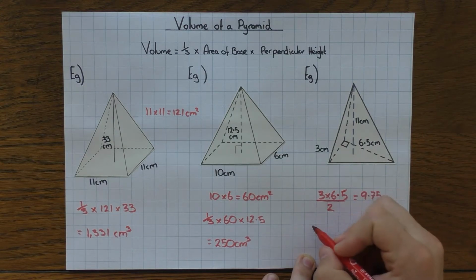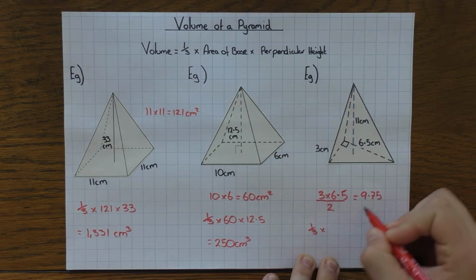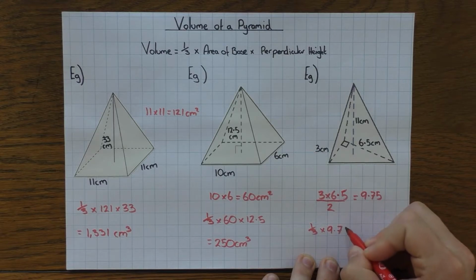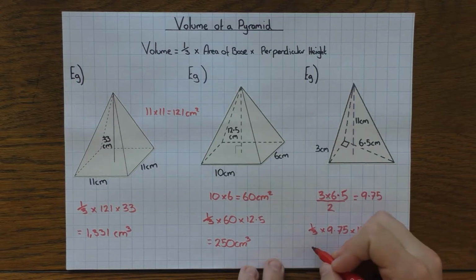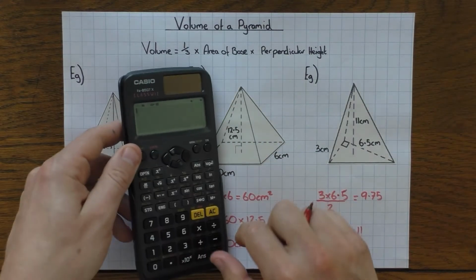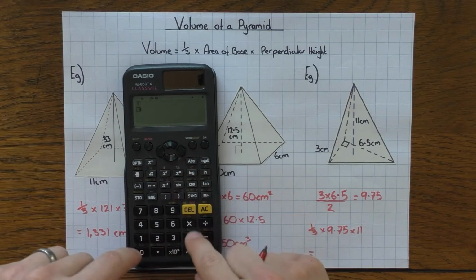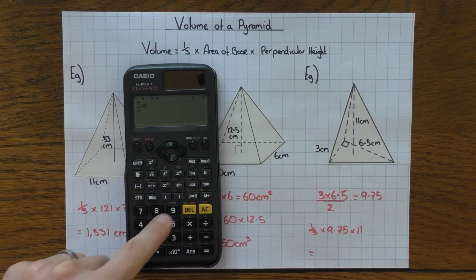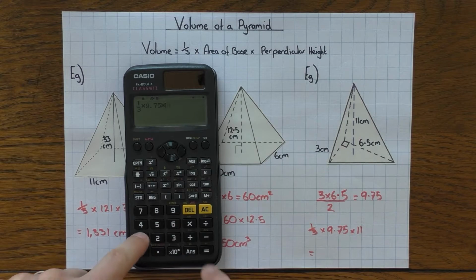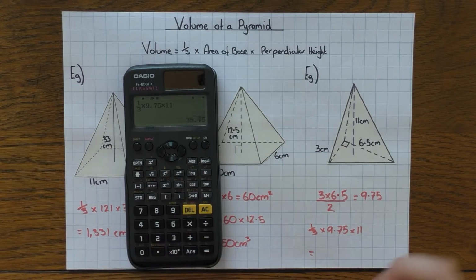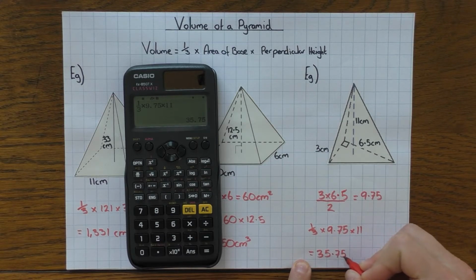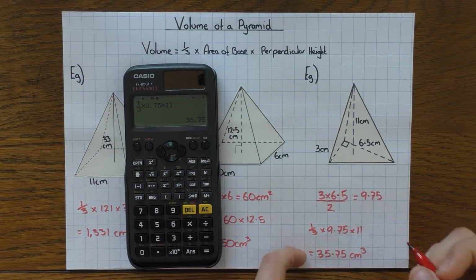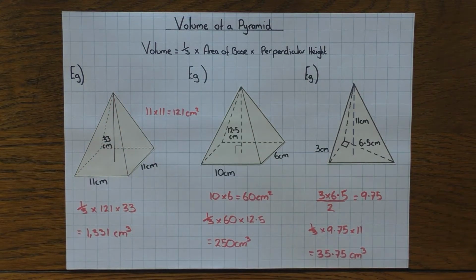Now we can plug it into our formula. So 1/3 times by the area of the base times by the perpendicular height, which in this case is 11. And I'll bring back my calculator. So 1/3 times by 9.75 times by 11. I'm going to press the SD button to get it as a decimal, which is 35.75 centimeters cubed.